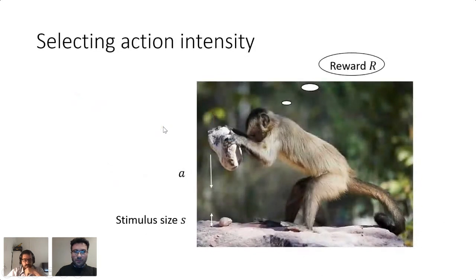Let me now describe a model for a task in which the intensity of a single action has to be identified. Such selection of action intensity has often been done by animals in the wild. For example, a monkey has to decide how strongly to hit a nut with a stone. So let us denote action intensity by A and assume that the animal selects it on the basis of the reward it expects, R, and the stimulus size S.